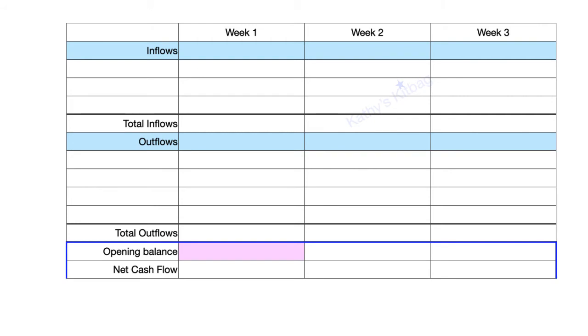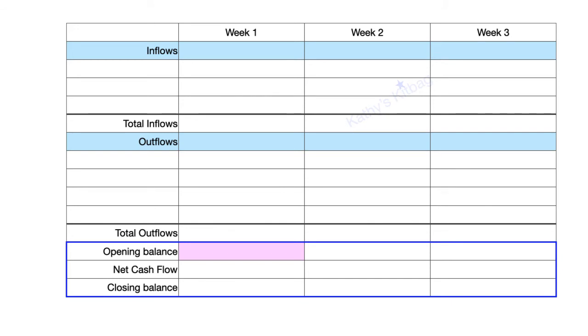Then we've got a line for net cash flow, and again this will be new to you, and this is simply the difference between your total inflows and your total outflows for that particular time period. And then finally we've got closing balance, and this is just using the two rows above, so it's looking at opening balance and then applying the net cash flow to come up with a closing balance.